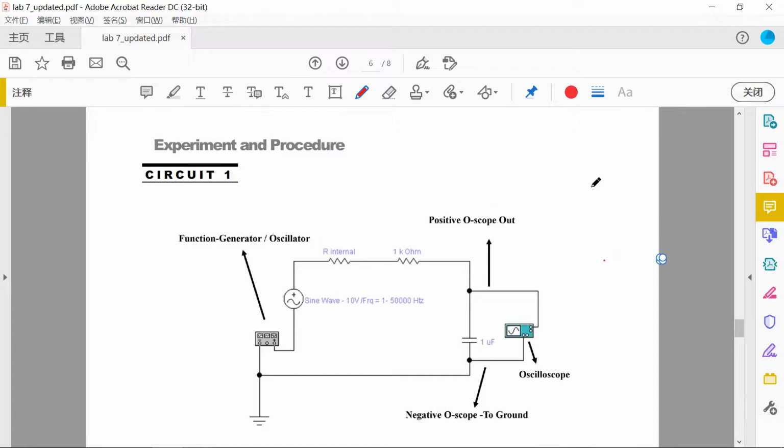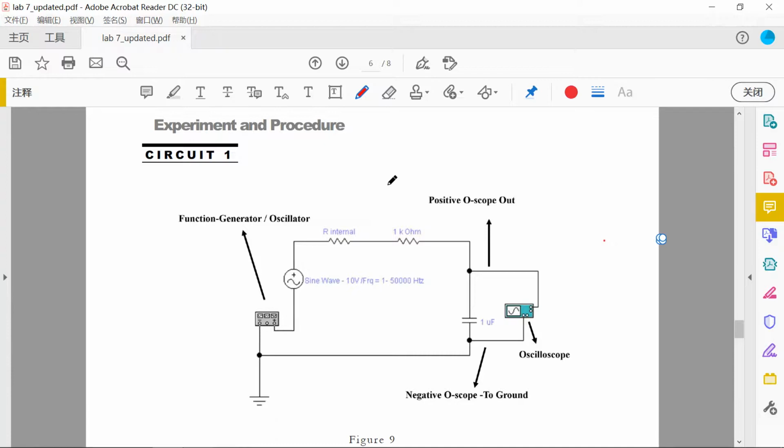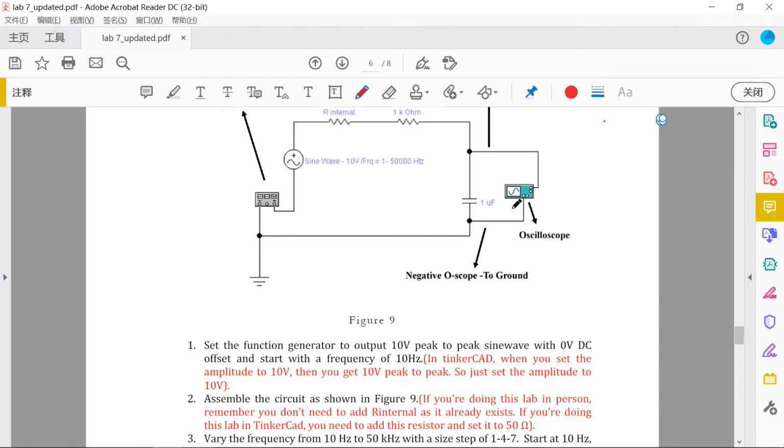Okay, so let's take a look at today's experiments. For circuit 1, the circuit is pretty easy and it is similar to the previous lab, so I'm not going to use Tinkercad to show you guys an example. The only thing I want to say is, obviously it is a low pass filter, but be careful about the position of the resistor and the capacitor.